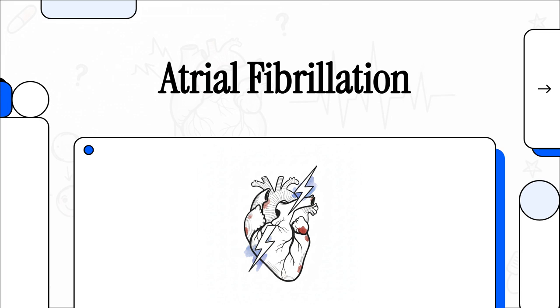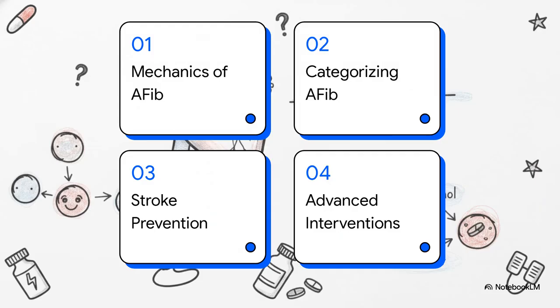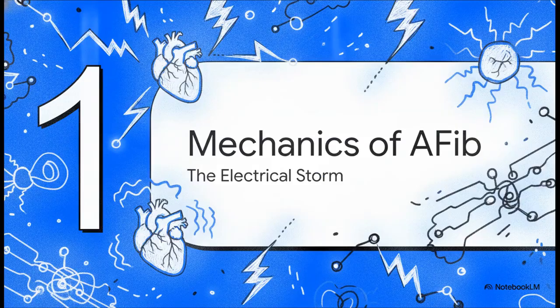Let's dive in. To get through this efficiently, our agenda covers 4 progressive sections. First, the mechanics of AFib. Second, categorizing the arrhythmia. Third, stroke prevention and NOACs. And fourth, advanced interventions and electroporation. All right, starting off with Section 1, the mechanics of AFib, also known as the electrical storm.